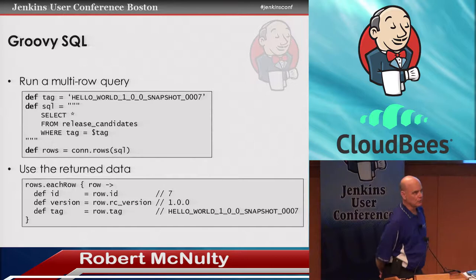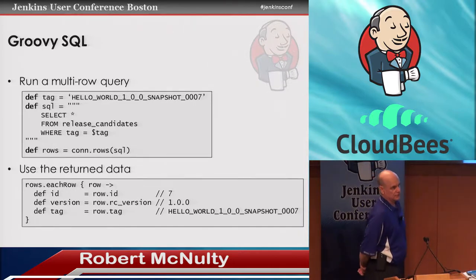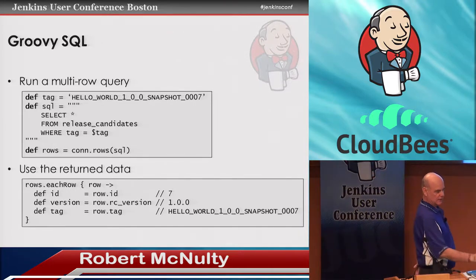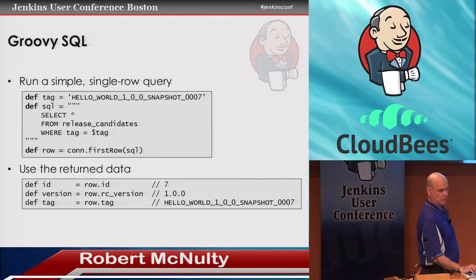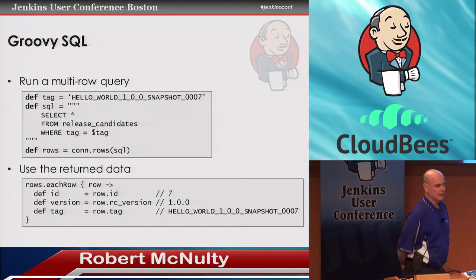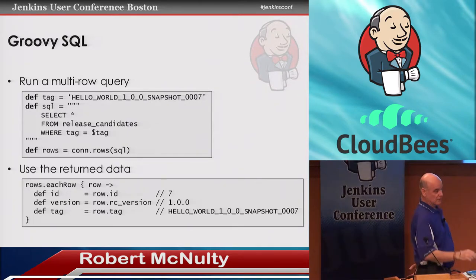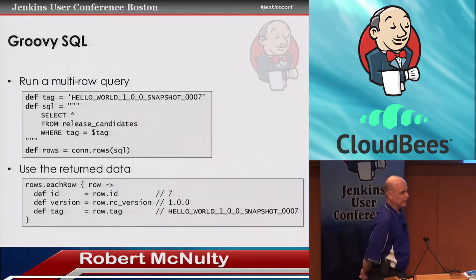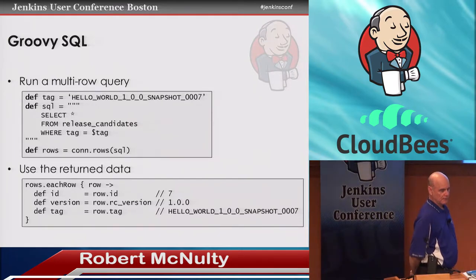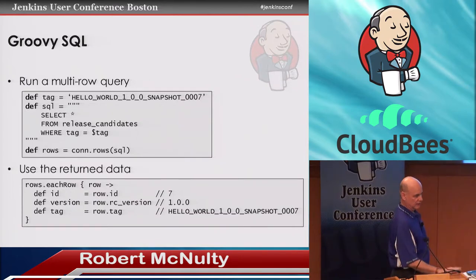To run a multi-row query, on the other hand, it's just as easy. Instead of using first row, we just use rows. And then we just get a rows, list of rows, and we can access each row in turn by using the each row iterator. So this isn't probably exactly how you would run that, but you get the general idea.